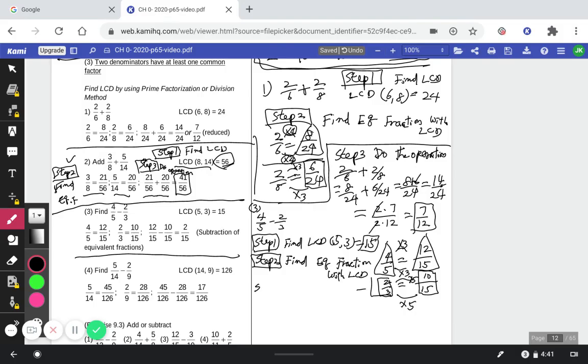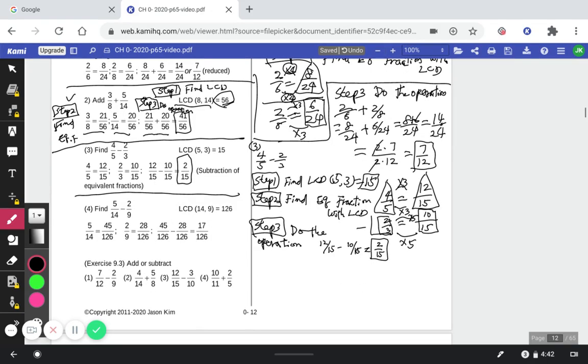So now step 3, do the operation. Which means 12/15 minus 10/15 will be 2/15. So that becomes your final answer.